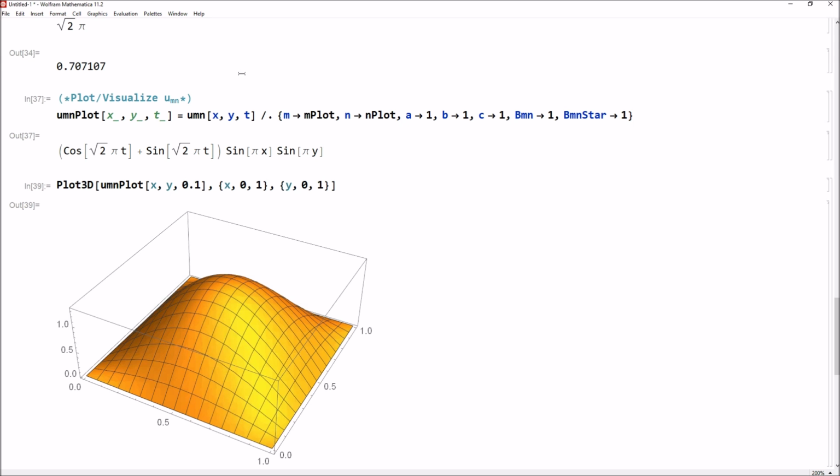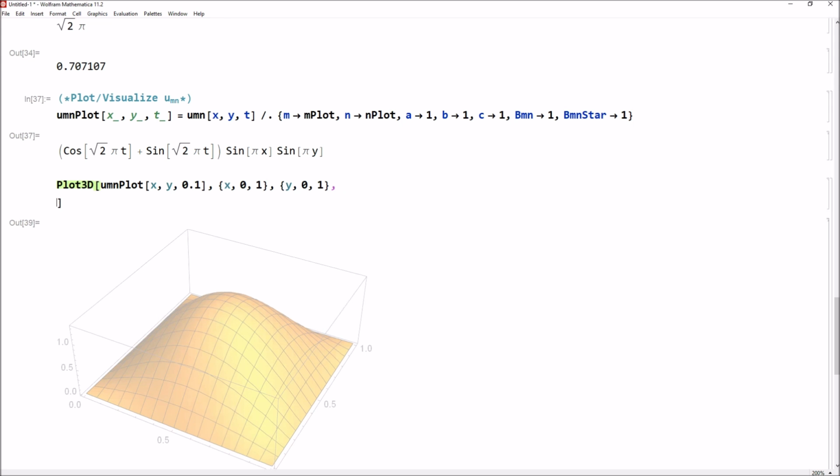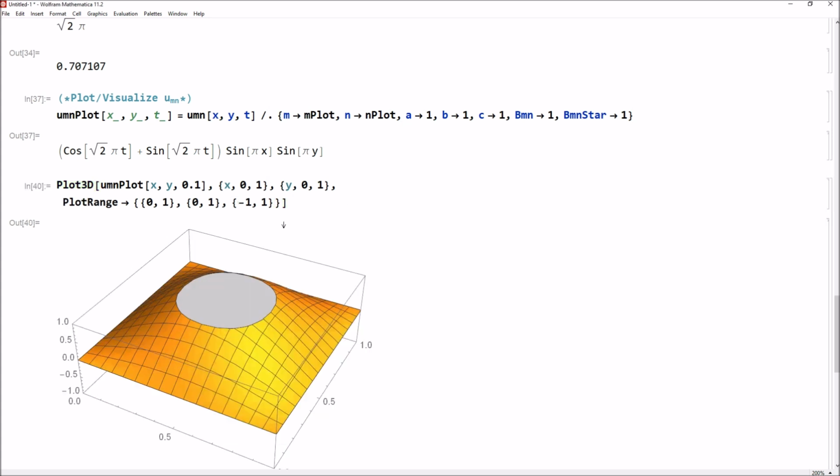And what might actually be helpful is to make it so Mathematica doesn't automatically change the plot ranges and doesn't automatically scale. So let's make the plot range go from x going from 0 to 1, y going from 0 to 1, and we'll make z, the deflection, go from how about -1 to +1. Something like this. Whoops, it looks like that's cutting this off a smidge. Whatever, this is probably okay.